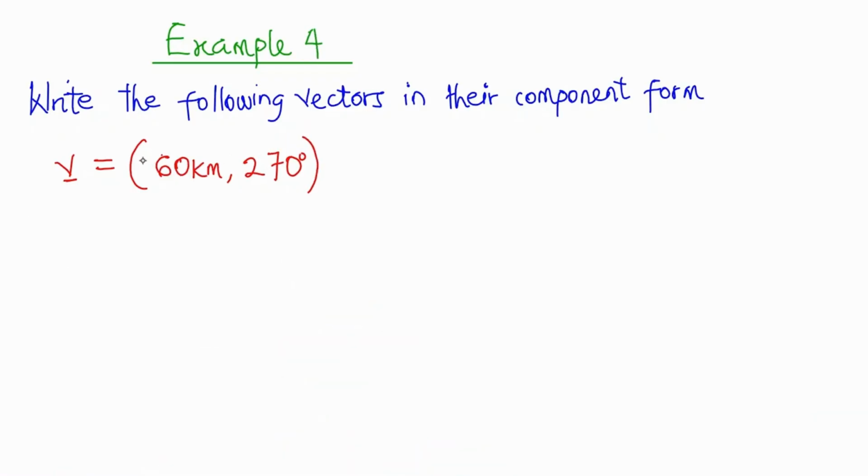So this happens to be the last example for today's video. And we have here the vector in magnitude bearing form as 60 kilometers with a bearing of 270. So we write our solution here by first drawing a Cartesian plane. And we can see that this vector happens to form the 270 quadrant. So that is 90, 180, 270.